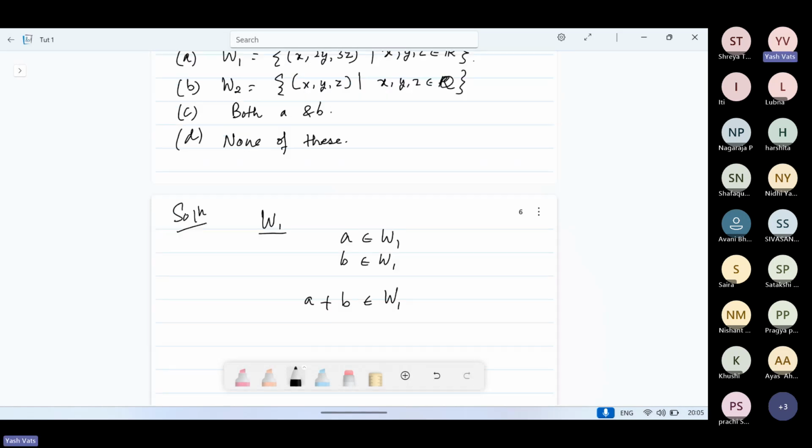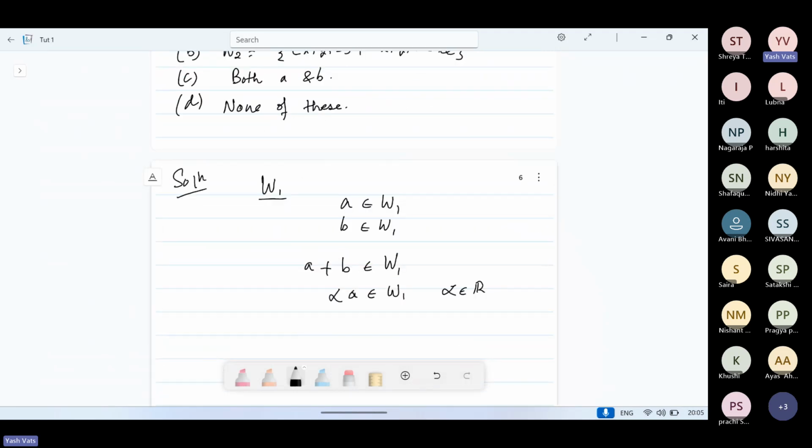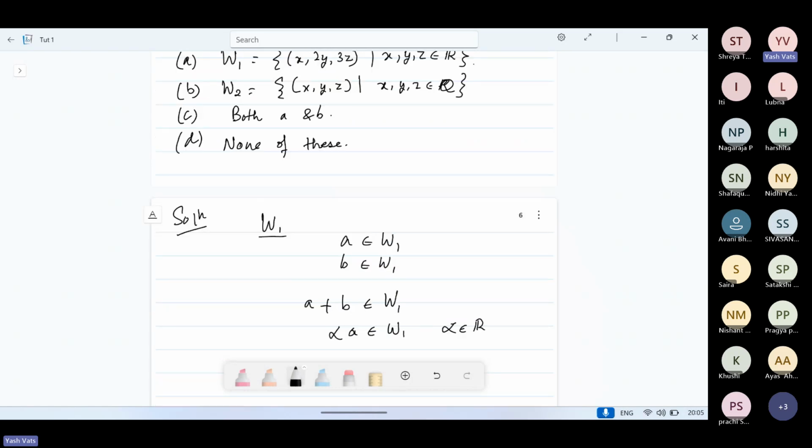And the other thing is that alpha A should be in W1, where alpha is any member of R. Also, it is very clear that if you multiply any element of W1 by a real number, then it is also in W1. So W1, I think, qualifies because it satisfies all the properties.